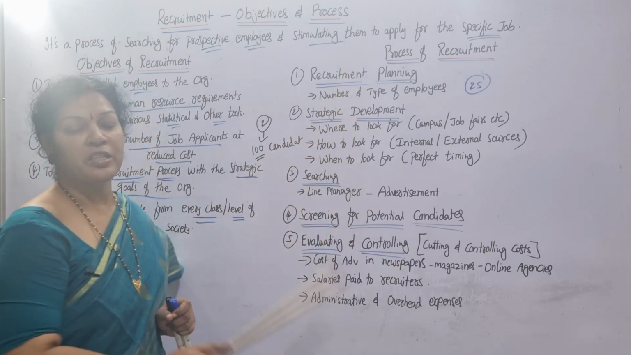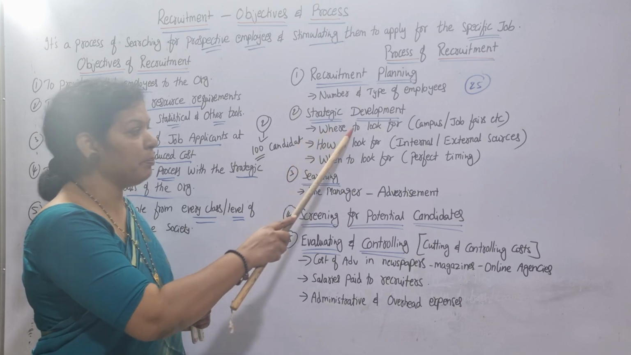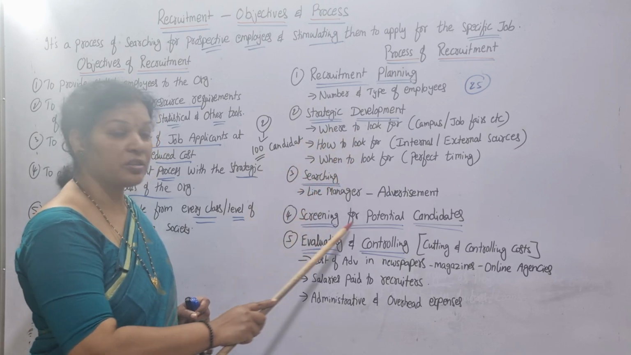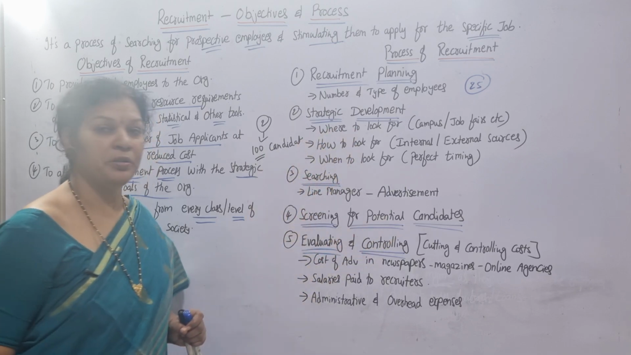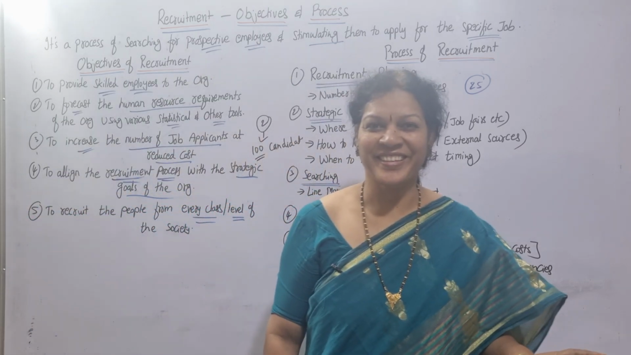Total 5 stages of process. What are those? One is recruitment planning, strategic development with 3 points, searching, screening for the potential candidates, and evaluating and controlling. Simple, easy, interesting, na?